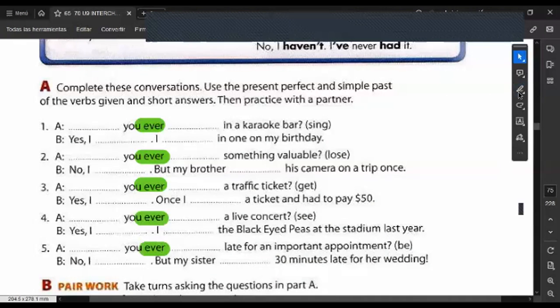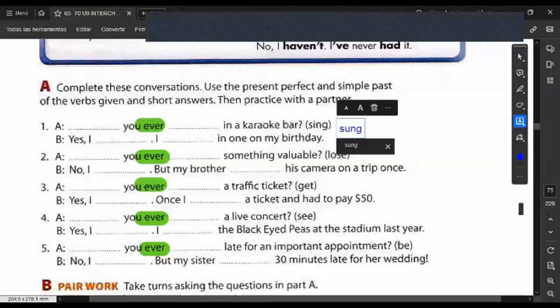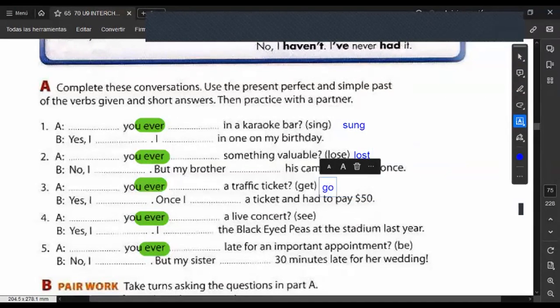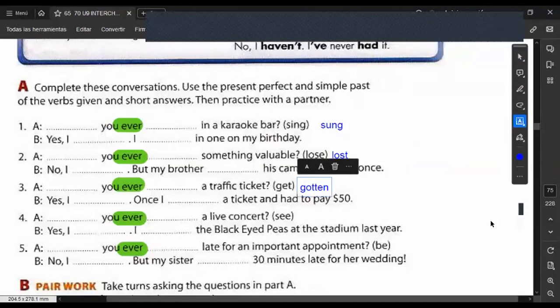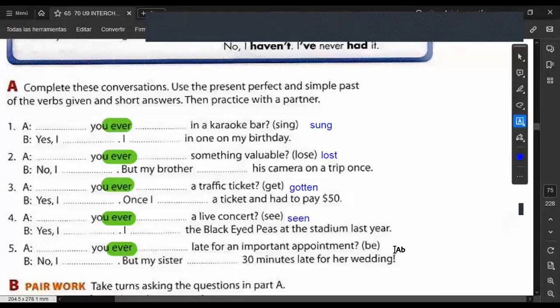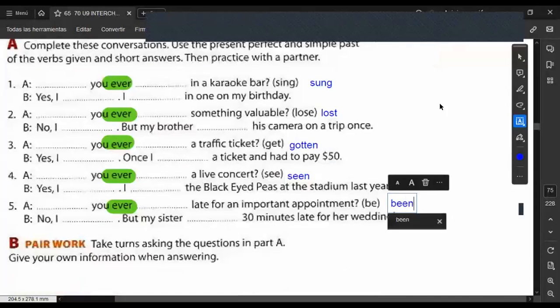Vamos a ver, el pasado participio de sing. Le cambiamos la I por una U, ¿verdad? Sung. Very good. El pasado participio de lose: lose, lost, lost. El pasado participio de get: got. The past participle for the verb see: seen. Pasado participio de be: been, como el frijolito. Been.